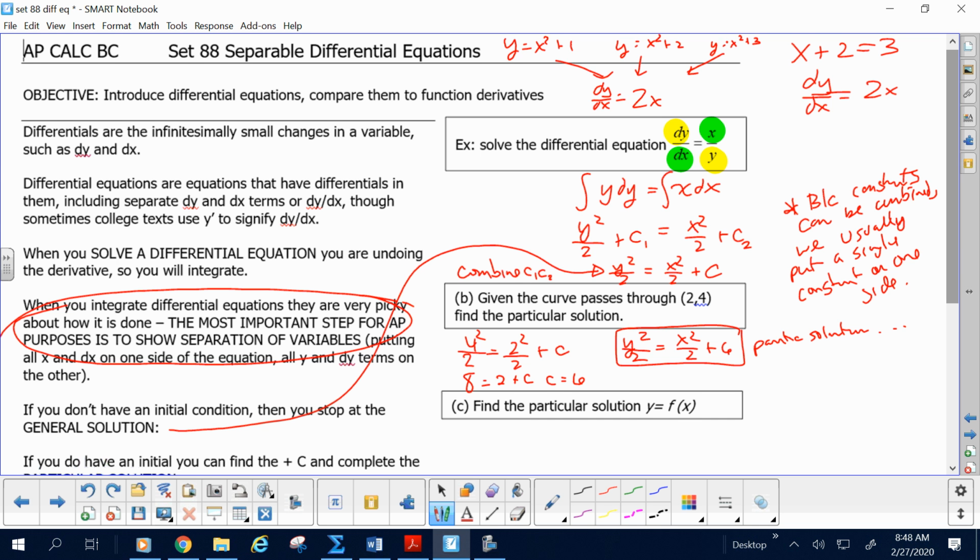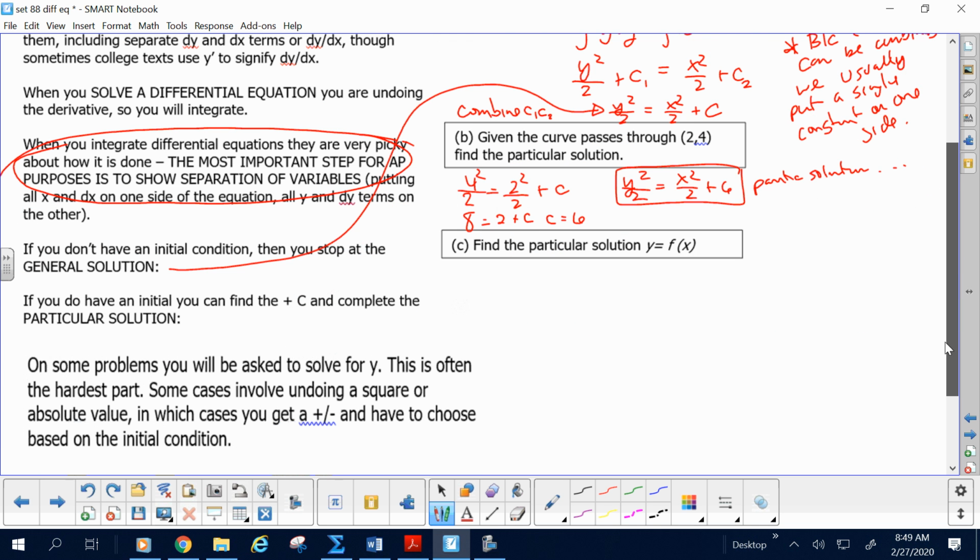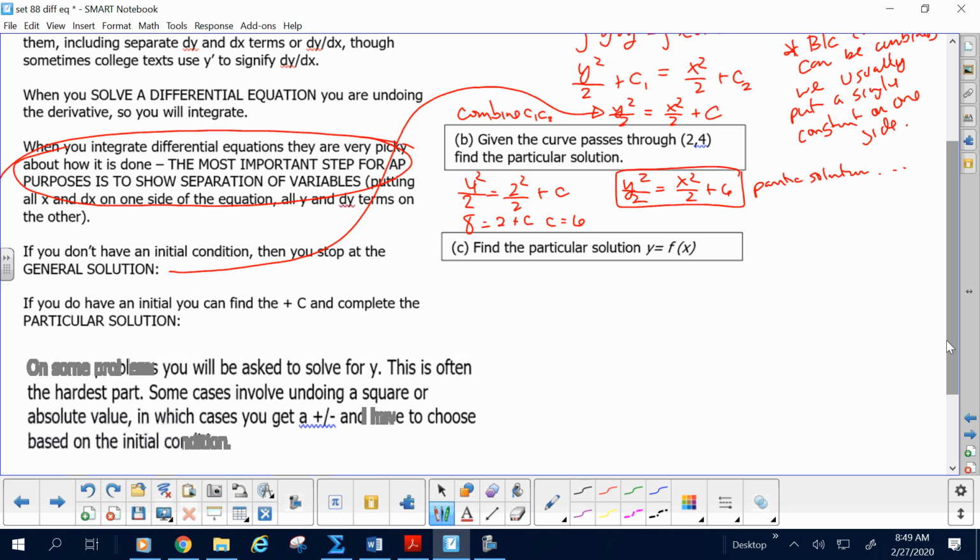Okay. All right. Last but not least, depends on the book, but definitely on the AP test. Sometimes they want you to then solve for y. They will express it this way. They'll say, find the particular solution y equals f of x. Now, this statement implies two things, actually, and it's subtle. First of all, you must solve for y. Second of all, your answer should be a function.